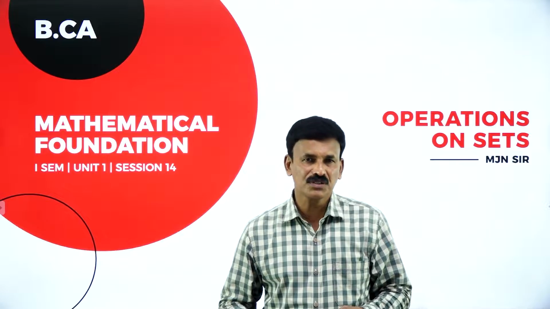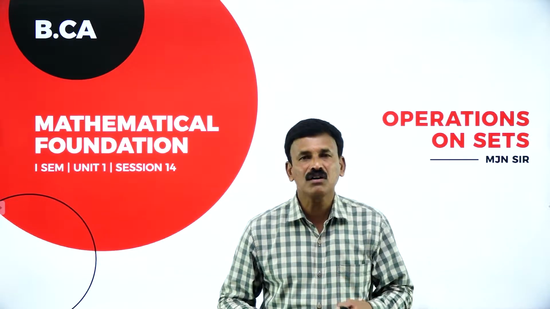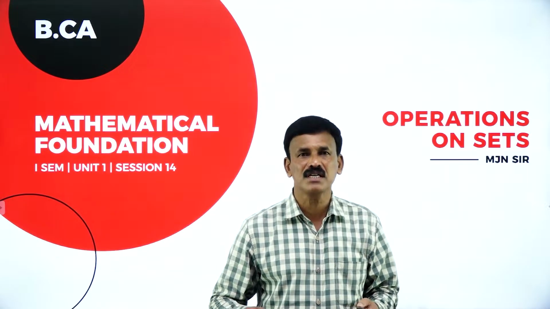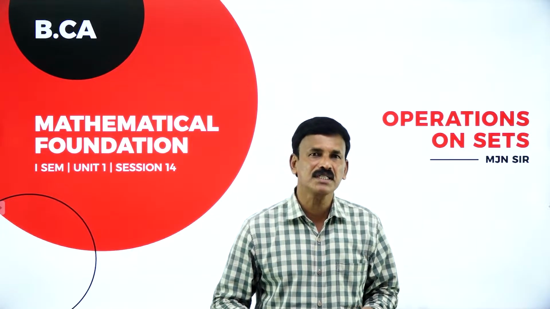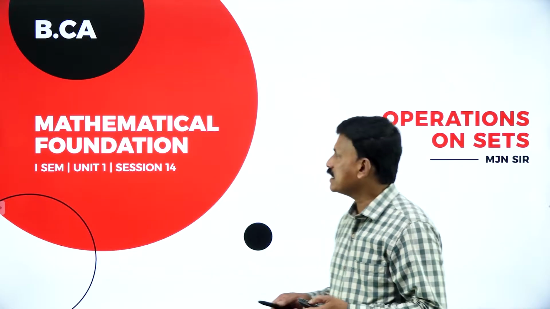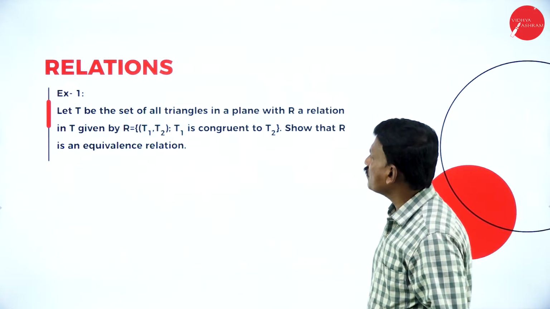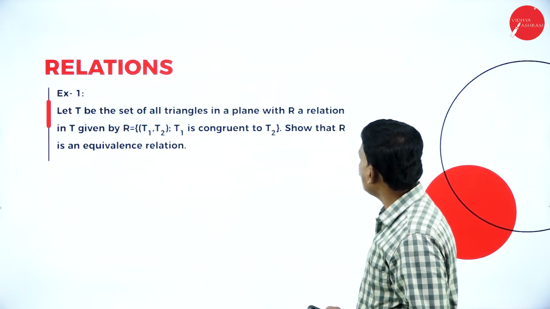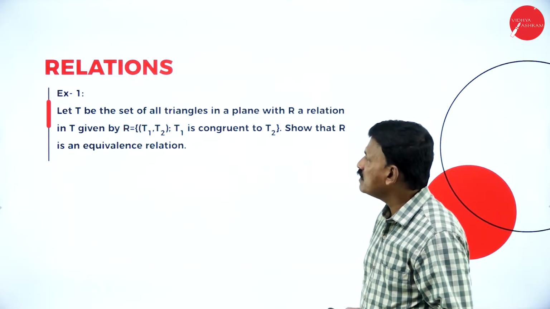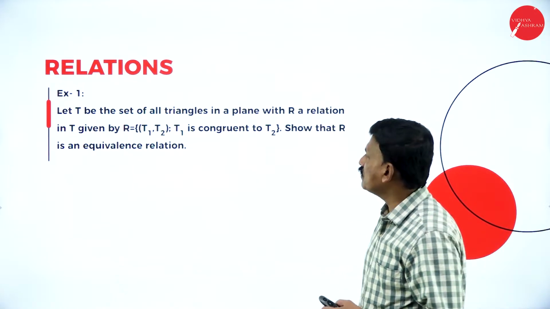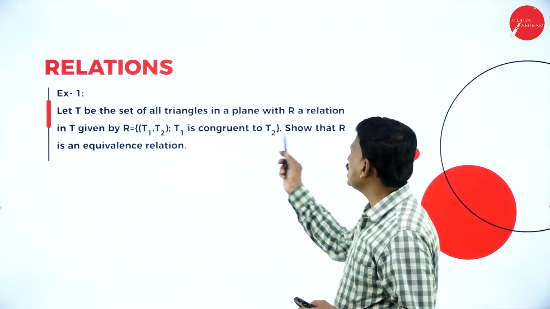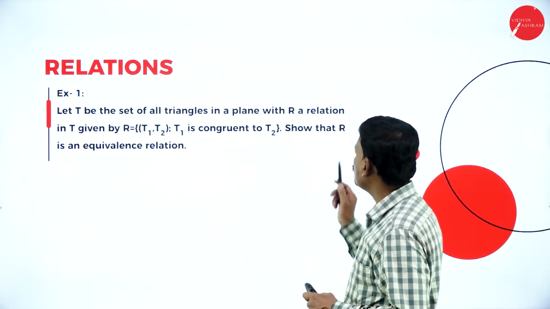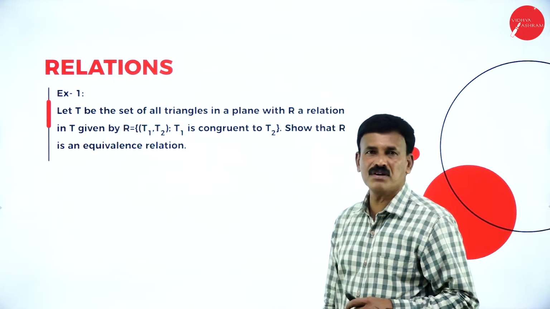Before going to the exact problem, let us recall what an equivalence relation is. A relation R on a set A is said to be an equivalence relation if it is reflexive, symmetric and transitive. Let us take an example first. Let T be the set of all triangles in a plane, with R a relation in T given by (T1, T2) such that T1 is congruent to T2. The first triangle is congruent to the second triangle. Show that R is an equivalence relation.